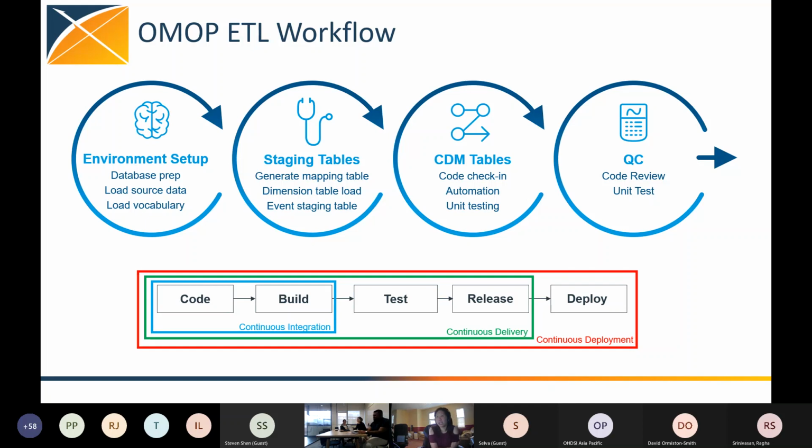We have a certain ETL workflow in place where my team operates, and then we have a certain flow that we do, right? So the first thing is to actually set up the whole environment, loading all of the stuff. Then we actually have staging tables. So we have the source table, we have staging tables, then we have the CDM tables.